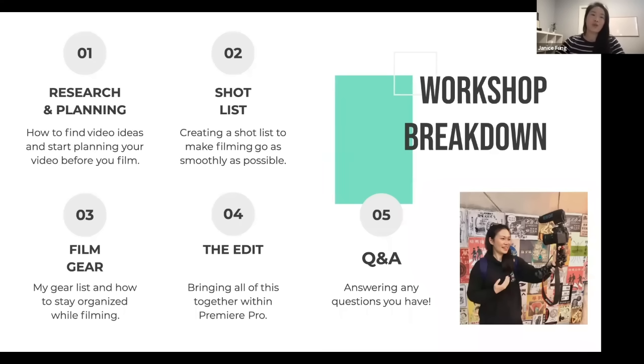First, we'll go over research and planning. So essentially how to find video ideas and how to plan your videos out. Then we'll go over the filming process, where I'm going to be talking about the importance of having a shot list. And I'll also go over the gear that I use and how it helps me stay organized for editing. Then I will tie everything together with a short demo in Premiere Pro.